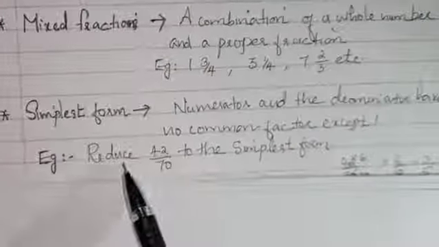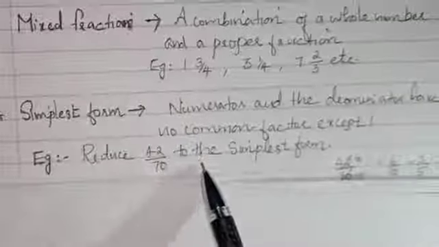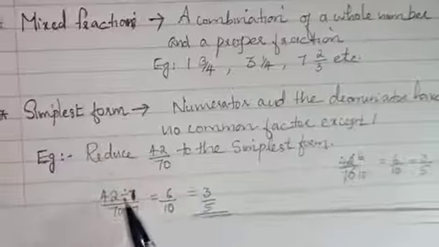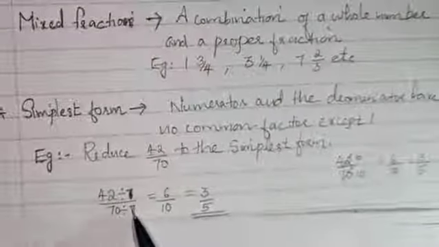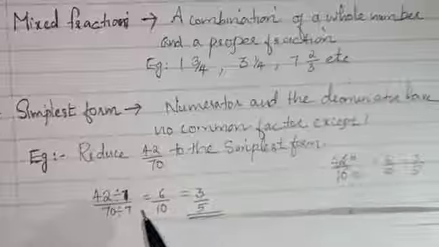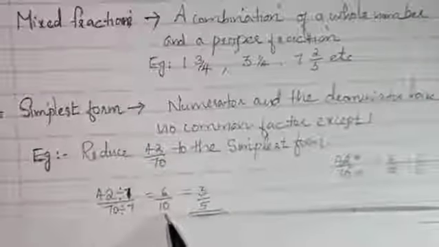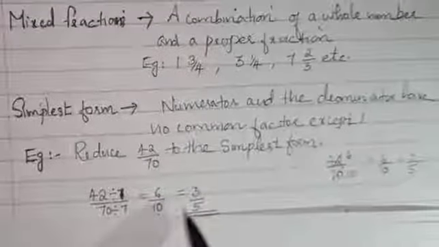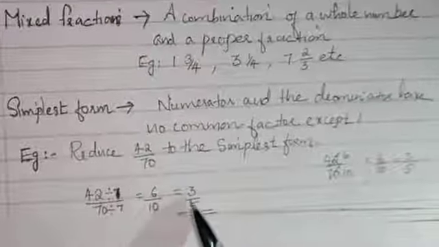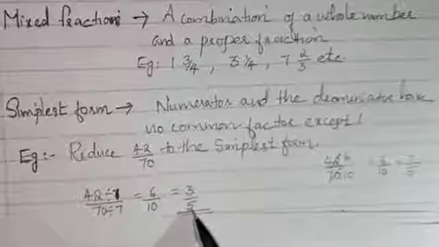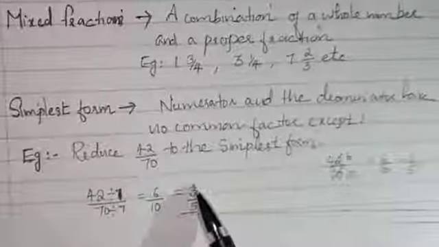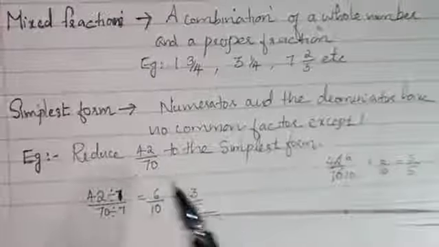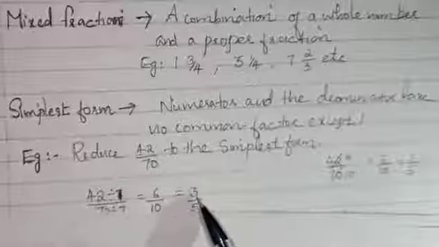For example, reduce 42 by 70 to the simplest form. 42 by 70, dividing the numerator and denominator by 7. 7 6s are 42 and 7 10s are 70. So 6 by 10. Again, cancel with 2. 2 3s are 6 and 2 5s are 10. In 3 by 5, 3 and 5 have no common factors other than 1. So the simplest form of 42 by 70 is 3 by 5.